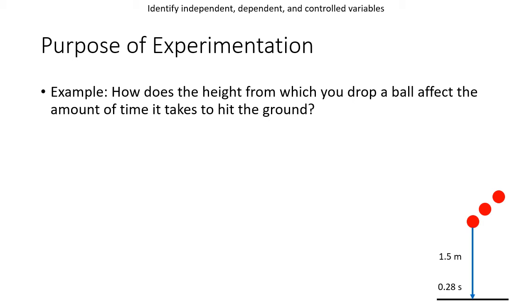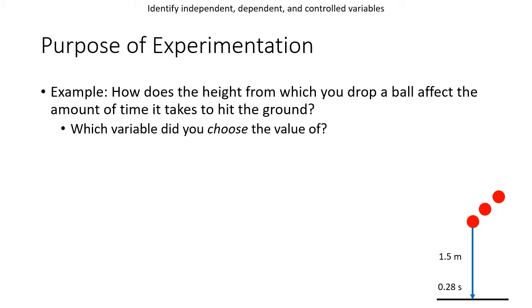So I'm still considering this same experiment. I want you to consider this question. Which variable, those two variables, the drop height or the fall time, which variable did you choose the value of? So I want you to pause the video and think about this. Which one did you choose what it was going to be, the drop height or the fall time?